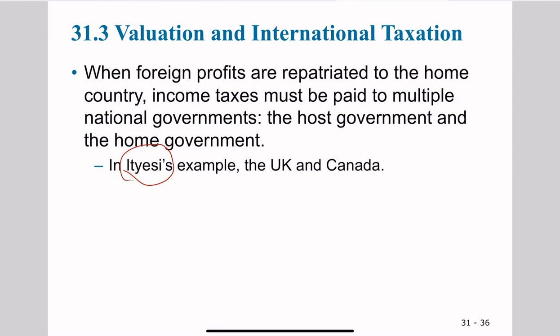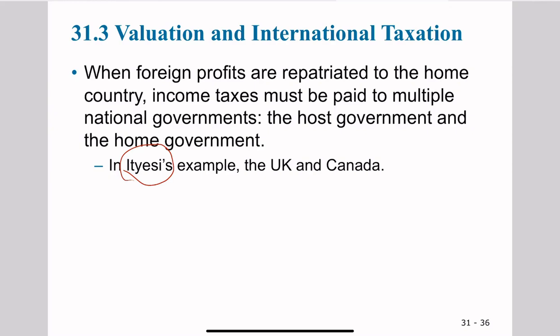And in this case, let's say this UK subsidiary can generate 100 million profit. In this case, if this Canadian firm repatriate the profits from UK back to Canada, right? In this case, income taxes must be paid to both the UK government and the Canadian government.